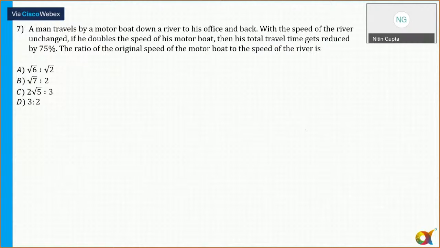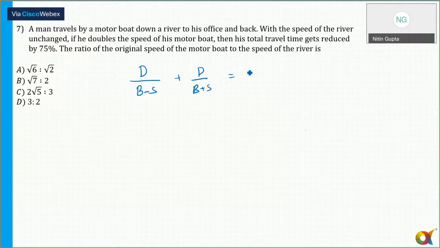A man travels by a motorboat down a river to his office and back with the speed of river unchanged. If he doubles the speed of his motorboat, then the total travel time gets reduced by 75%. Okay. So I can say up and down. So time is equal to what? Time is equal to distance upon upstream speed. So upstream speed, I can say that will be equal to how much? You can take anything. Can I say that is equal to B minus S, or boat minus stream? Yes, I can say that is D upon B minus S plus D upon B plus S.